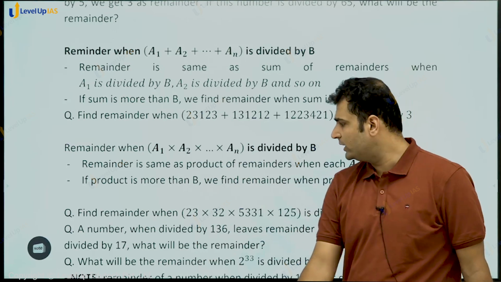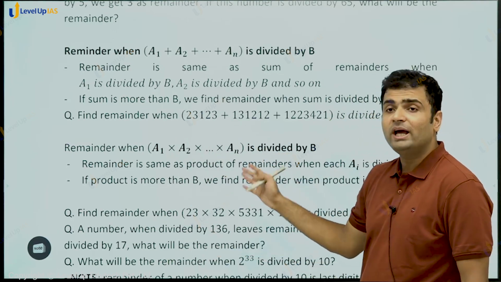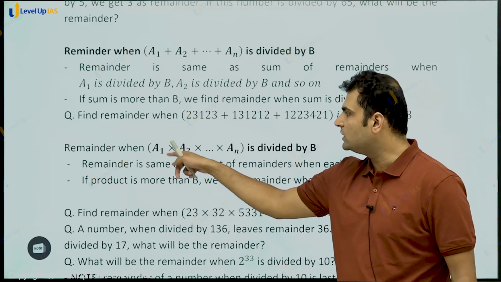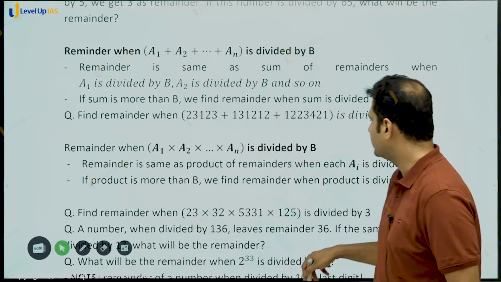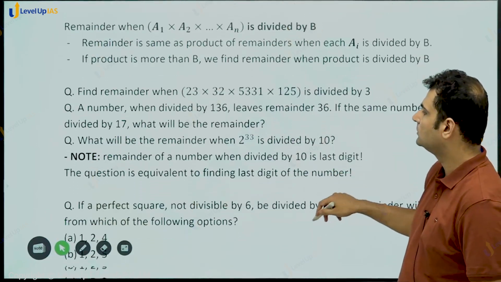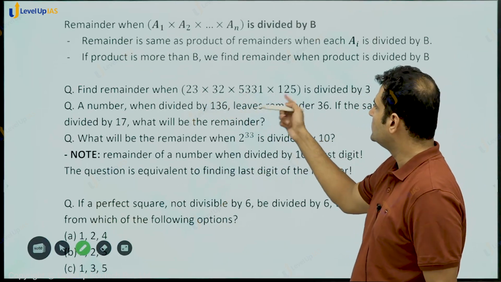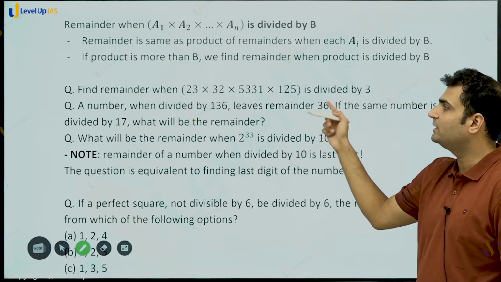This is also true with multiplication. So instead of multiplying first and then finding the remainder, we can find the remainder of each individual term and then multiply the remainders. For example, let's look at this question. 23 into 32 into this thing. So we have to find out when this multiplication is divided by 3, what is the remainder.